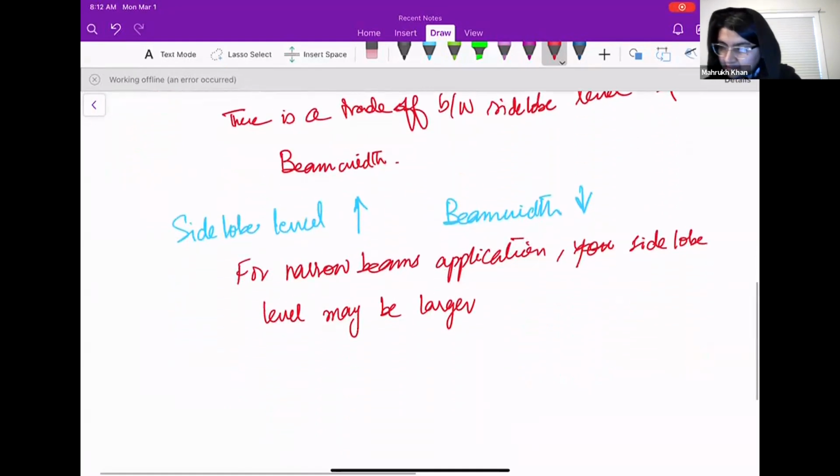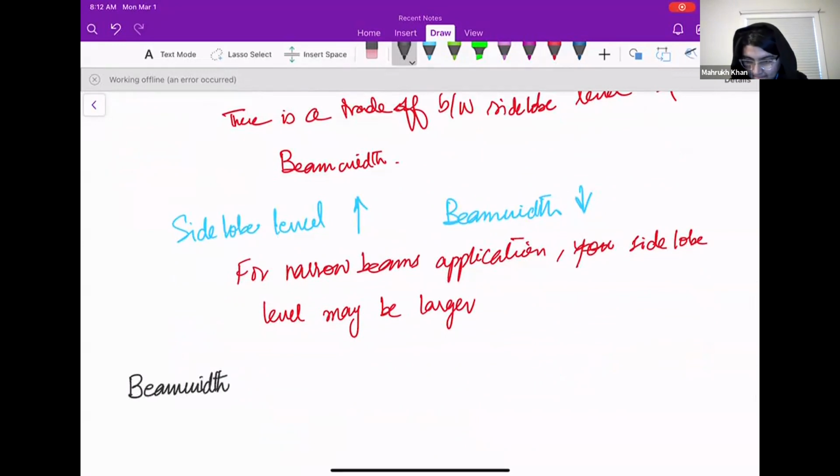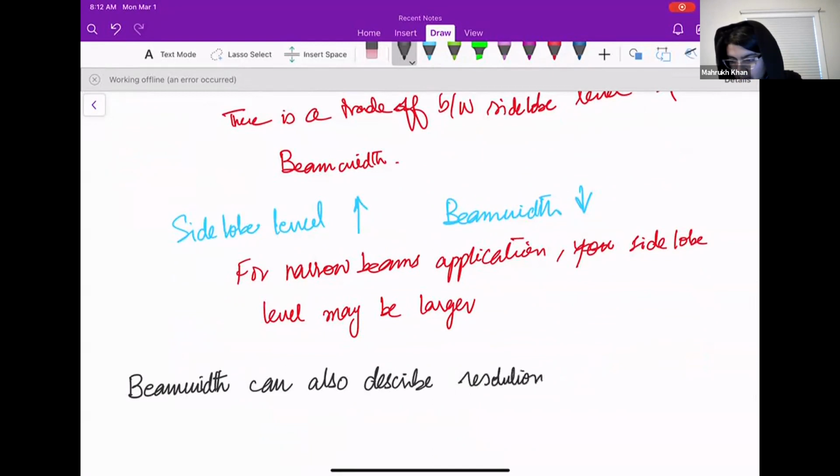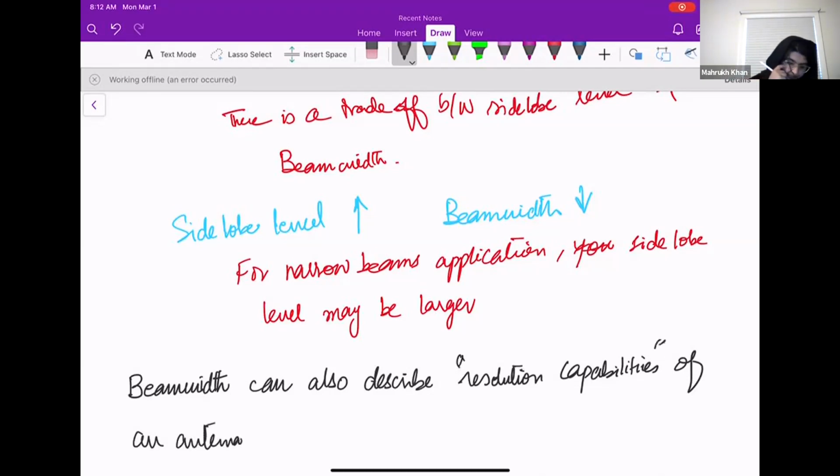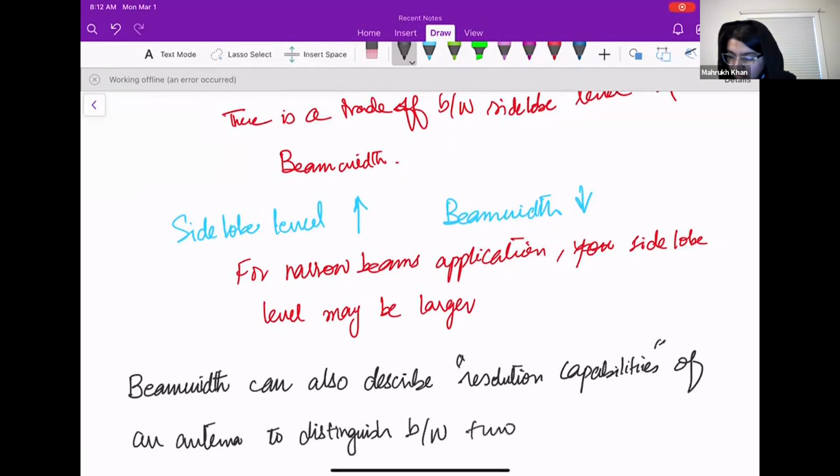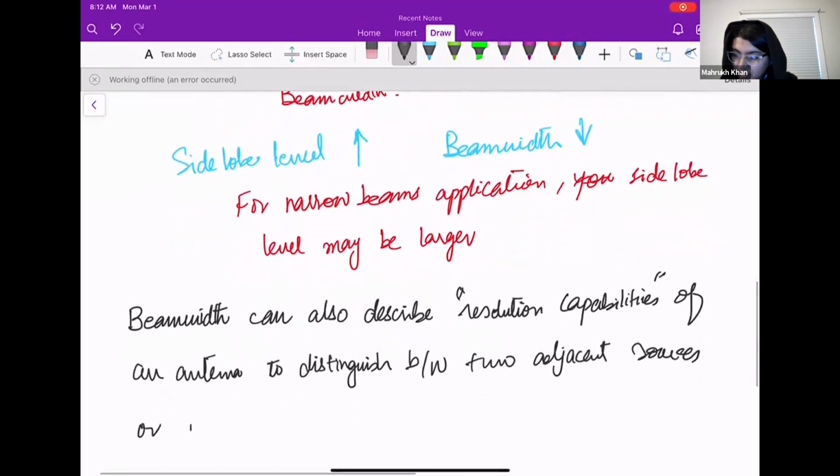So we can say that beam width can also describe the resolution capabilities of an antenna, to distinguish between two adjacent sources or radar targets.